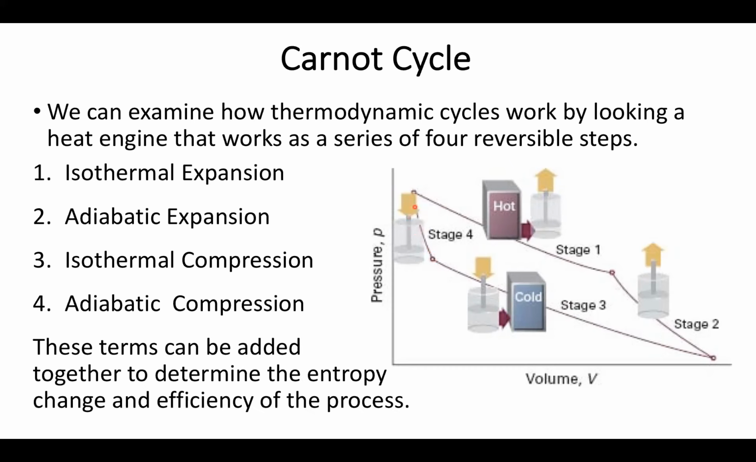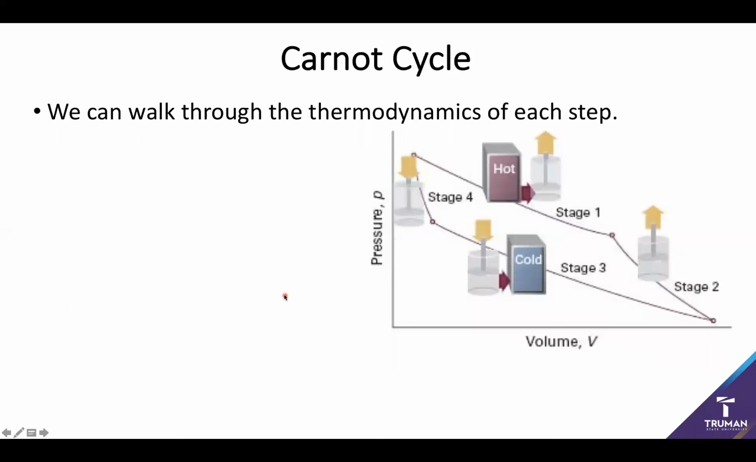So what we can then do is add together these 4 steps together, and by doing this, we can look at the entropy change for each step and essentially the amount of work and the efficiency of each step to give us a model of the efficiency for the total process. So let's go ahead and walk through each of these steps individually.